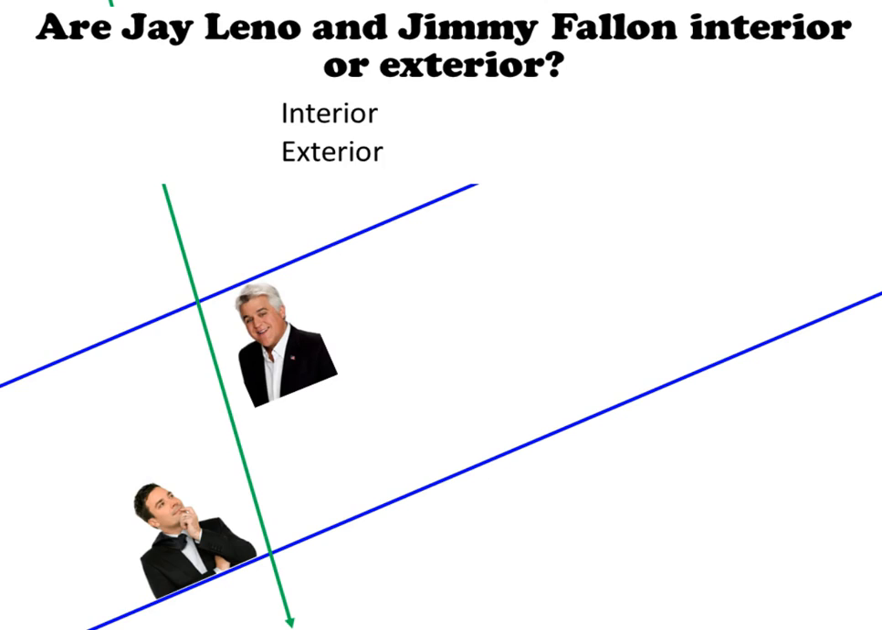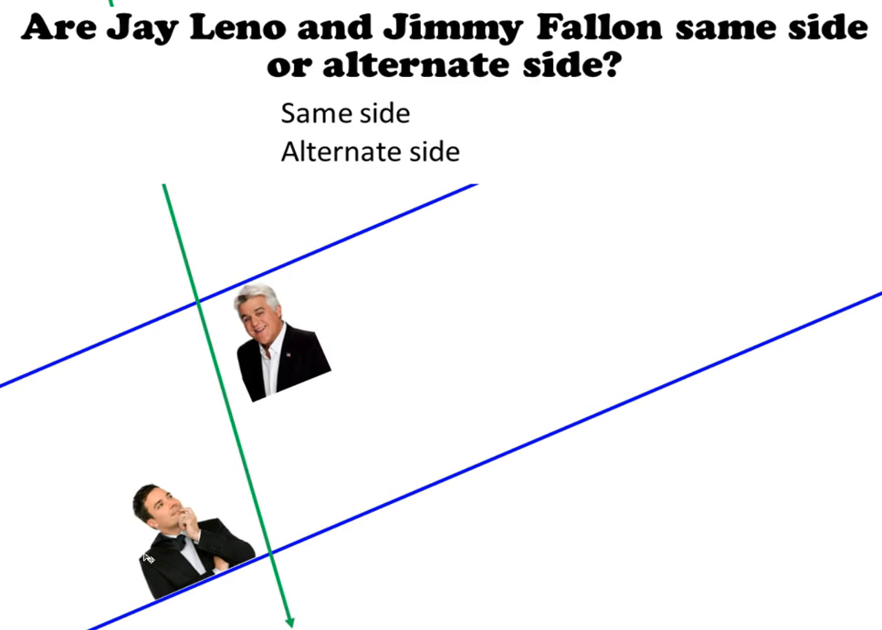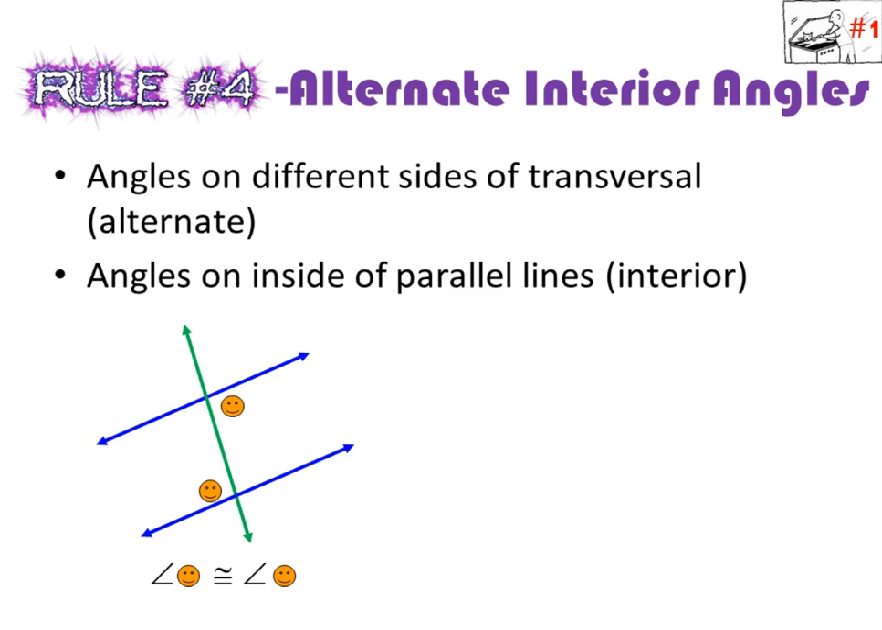So let's use those definitions to figure this out. Are Jay Leno and Jimmy Fallon interior or exterior? They are interior. Alternate side or same side? They are alternate sides. So alternate sides, interior angles are always congruent.